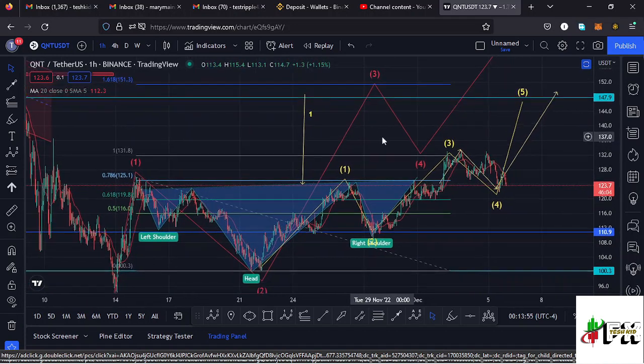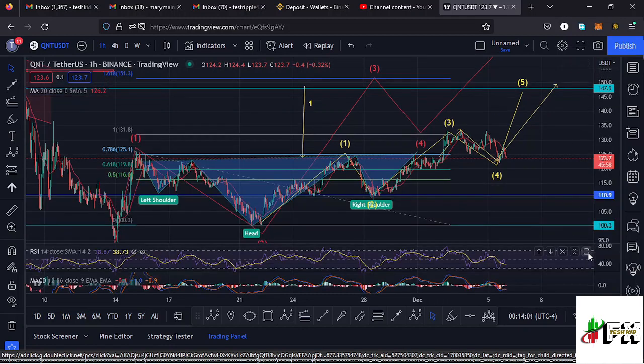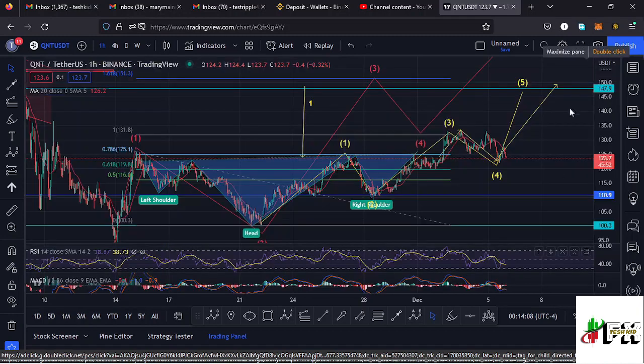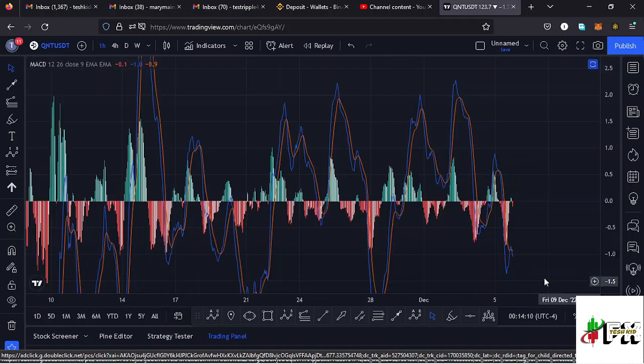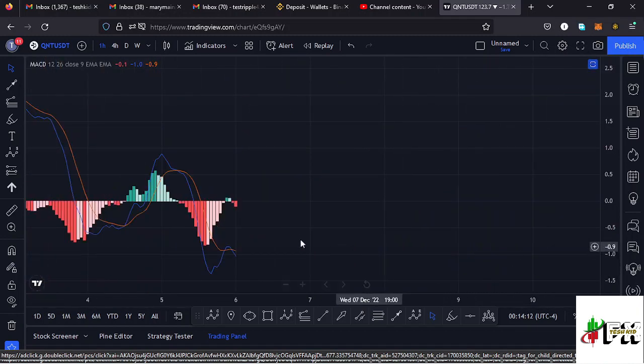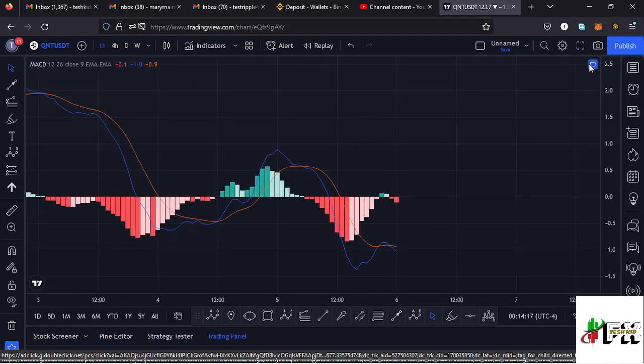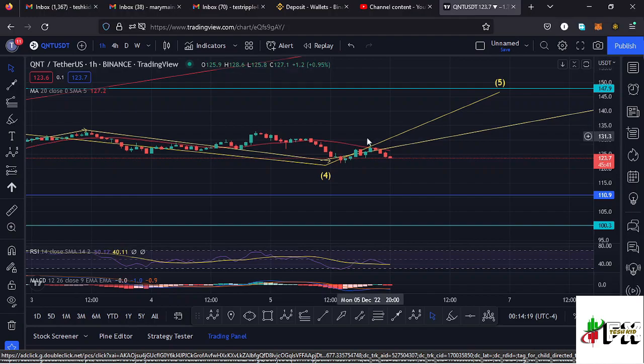So let's be patient and see how that plays out, and that is my short-term scenario that I'm expecting to play out here on the Quant chart. Also taking a look at the indicators, on the RSI we are trading at around the 39 mark, meaning we have massive room to support any movements to the upper side. Also taking a look at the MACD, we have printed a bearish cross, and that would mean our prices are coming down. So let's be patient and see how that plays out, and I'll keep you updated.